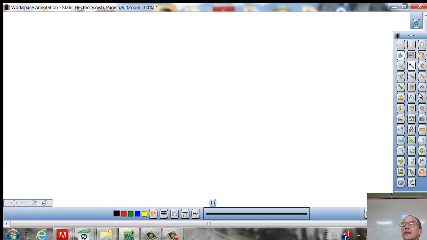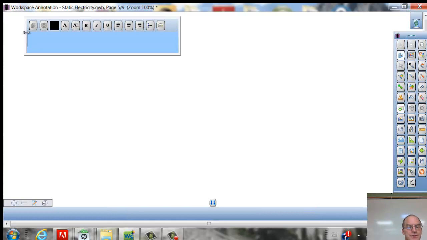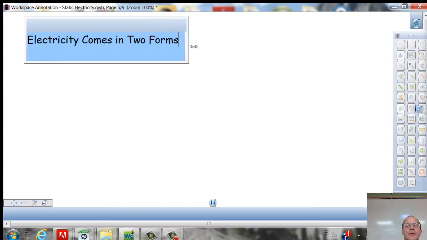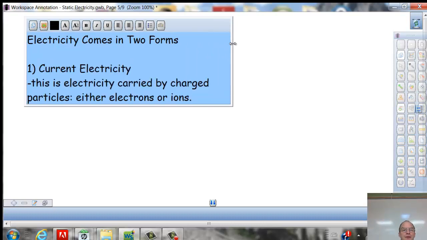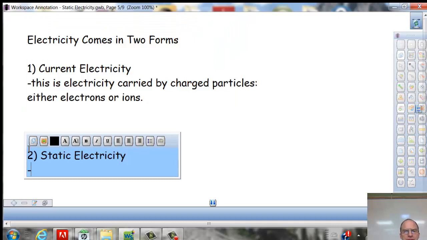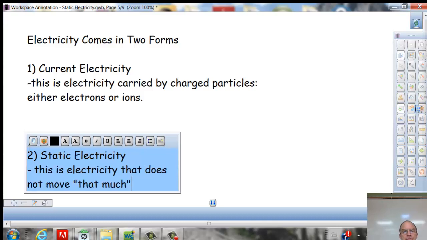Now, of course, electric charge comes in two forms. The one you're most familiar with, of course, is current electricity. Current electricity is electricity carried by charged particles, either electrons or ions. But to begin this unit, we're going to talk about static electricity, which is electricity that does not move that much. But as we're going to see in the subsequent demonstration, static electricity does in fact move.